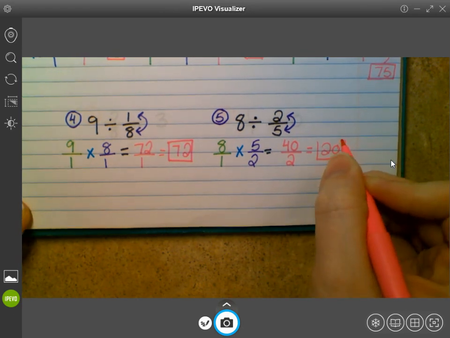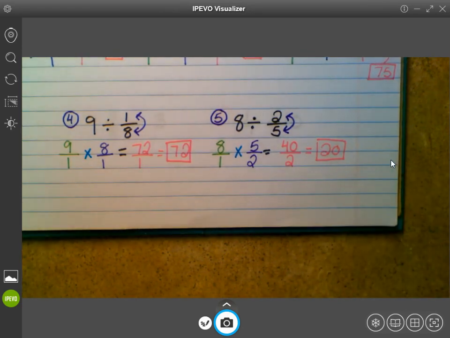How many of you got 20 as your answer for number 5? All right. How many of you got 40 over 2? You got to that step. Awesome. Yep, you just got to simplify. Yeah, basically, because it's in halves. 40 halves is the same as 20.